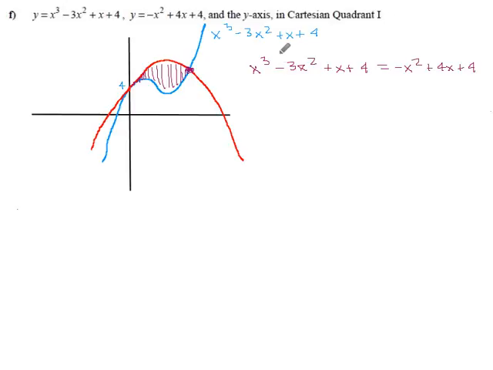If we take this minus x squared over here, it becomes positive. So the x cubed just sits. Add an x squared to each side, and we end up with minus 2x squared. Subtract 4x from each side, and we get minus 3x.